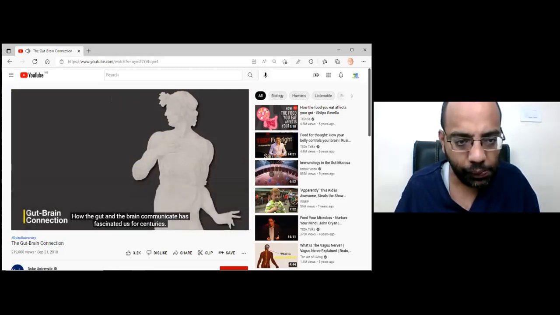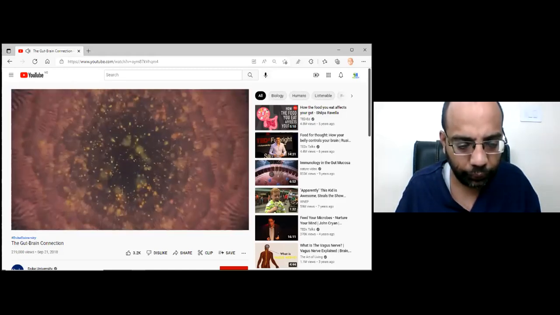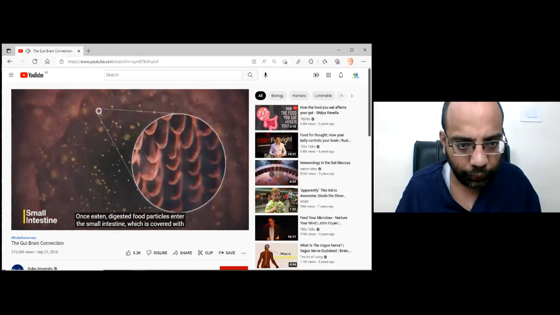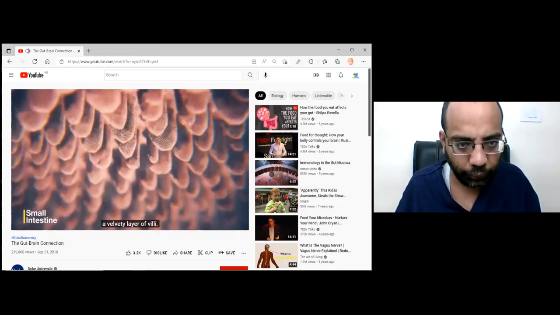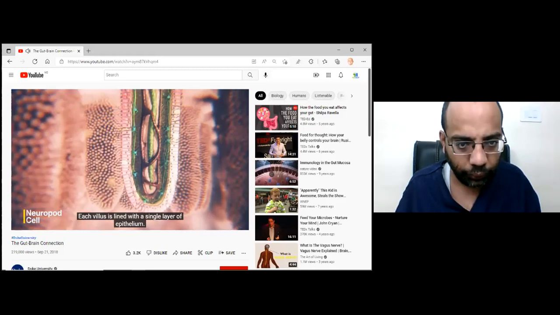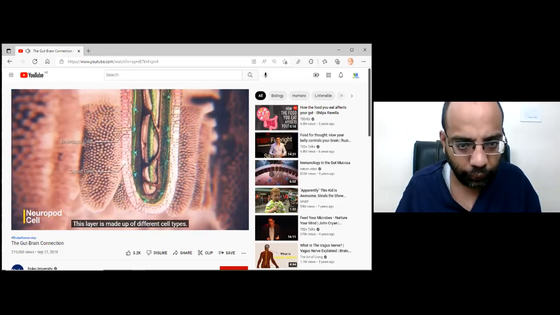The way the gut and the brain communicate has fascinated us for centuries. The gut-brain axis transmits information via the vagus nerve, from food to feelings. Once eaten, digested food particles enter the small intestine, which is covered with a velvety layer of villi. Each villus is lined with a single layer of epithelium. This layer is made up of different cell types.